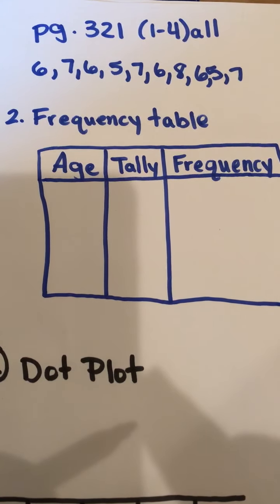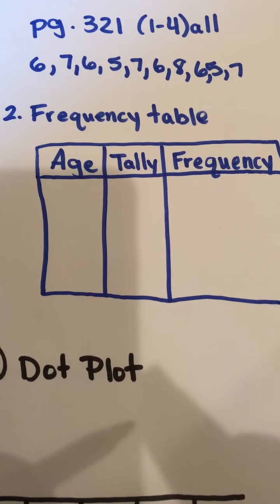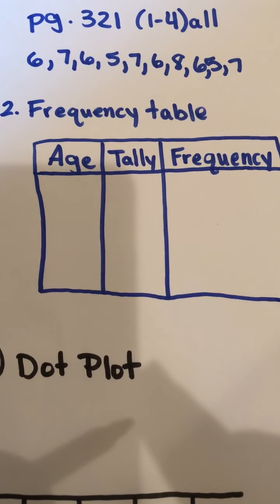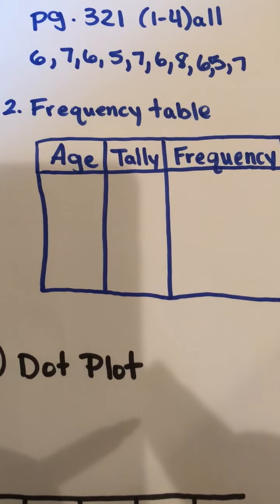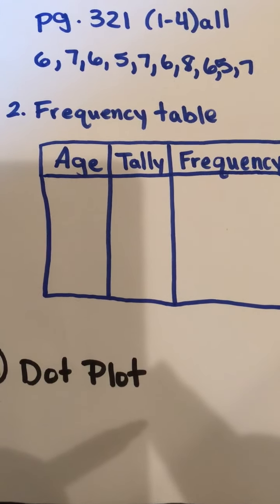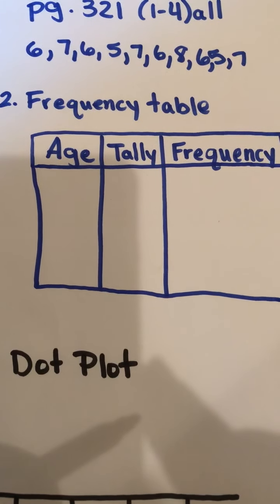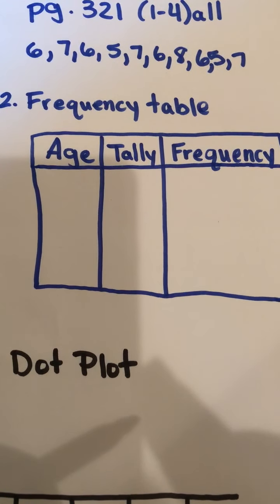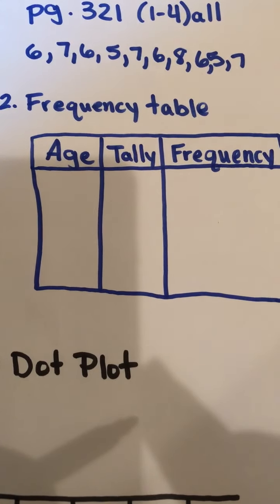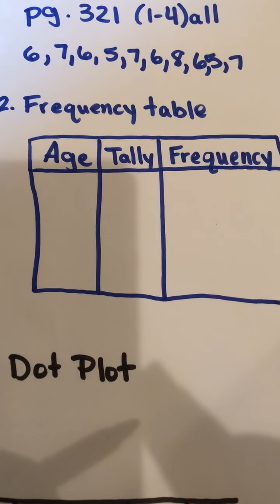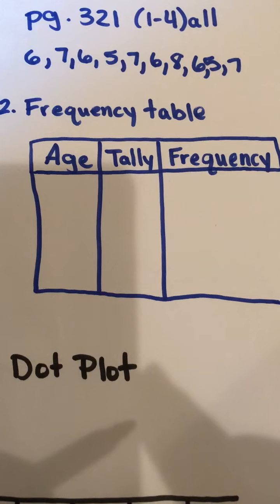So for 2 through 4, we're going to use the ages for required school attendance in 10 states. 6, 7, 6, 5, 7, 6, 8, 6, 5, and 7. Use the data for exercises 2 through 5, and we're just doing 2 through 4. So number 2 wants us to make a frequency table.